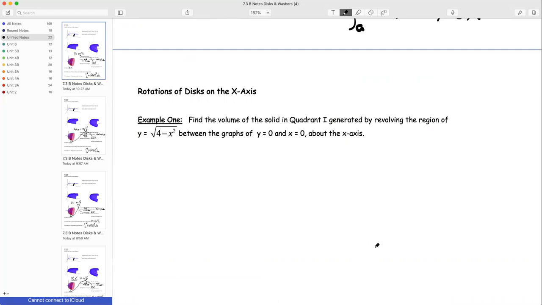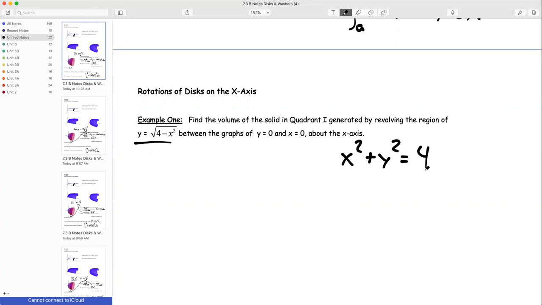So first, what is this? Don't say it's a square root. Don't say it's a parabola. It is a function, but what type? What shape is it? Eliza is correct. It is a semicircle.